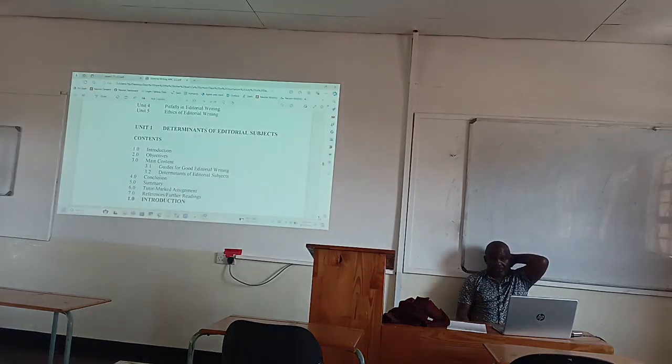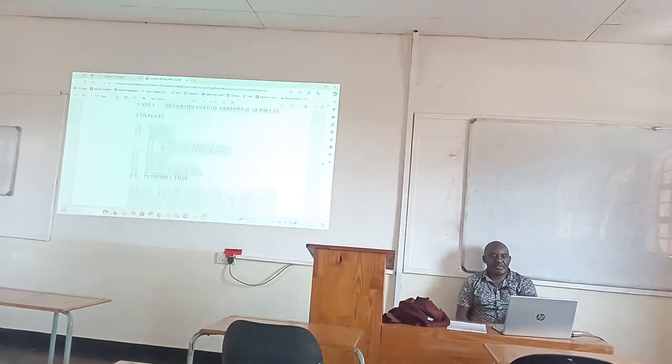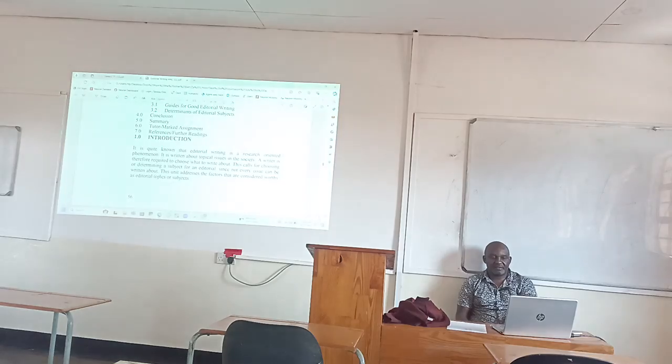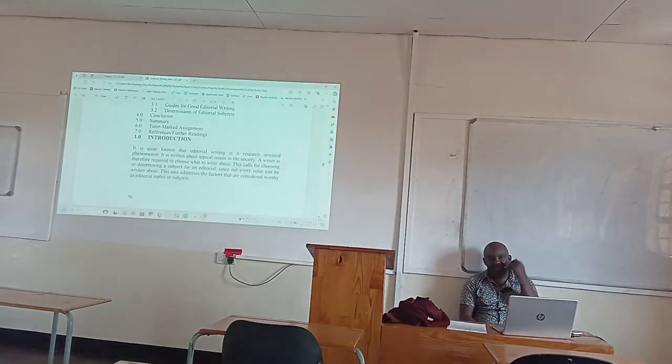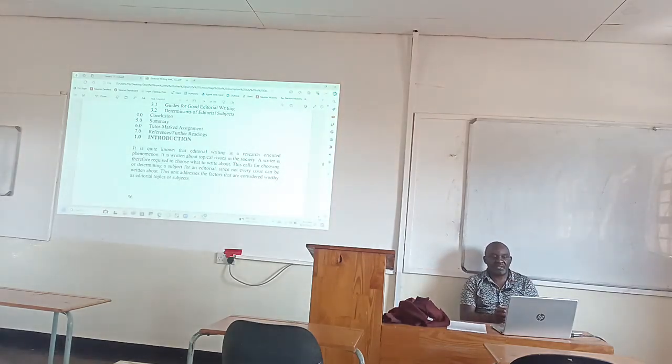Determinants of editorial subjects. How do we determine that? So, editorial is issue oriented, just as anything that we do is issue oriented. It is written about topical issues in society. So the writer has to choose what to write about. This calls for choosing, or telling the subject from the rest, since not every issue can be written about.